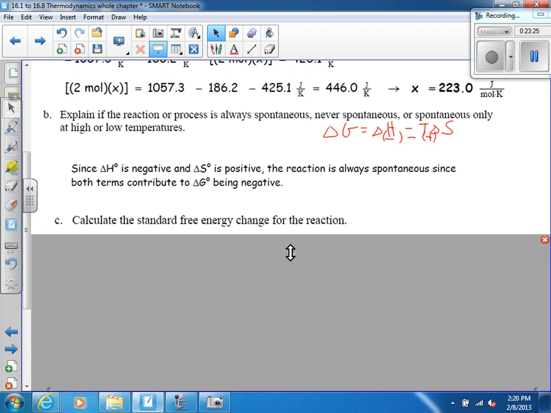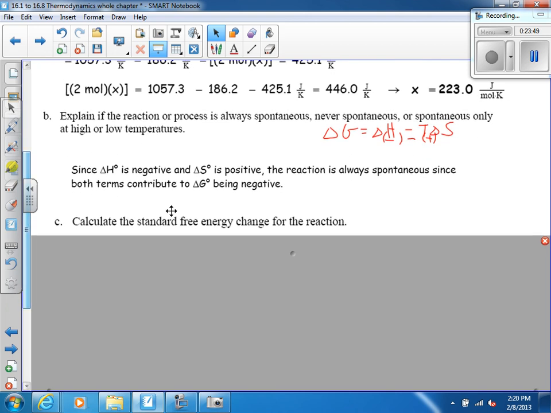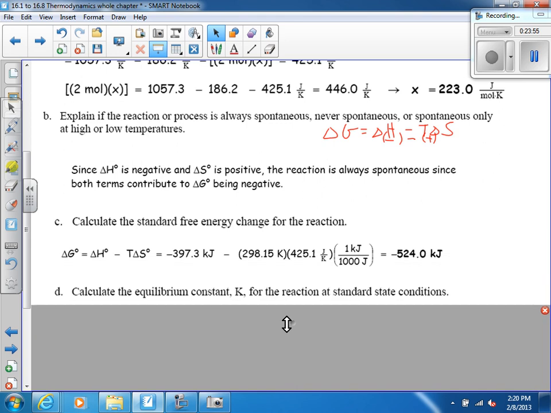Okay. Calculate delta G for the reaction. Well, you just plug in your numbers. Go ahead and pause. I'm about to show you the answer. Delta G is delta H minus T delta S. You have delta H right here. You have delta S right here. Make sure you convert delta H into joules or delta S into kilojoules, and use Kelvin. Standard means 25 degrees Celsius, 298 Kelvin. There you go.